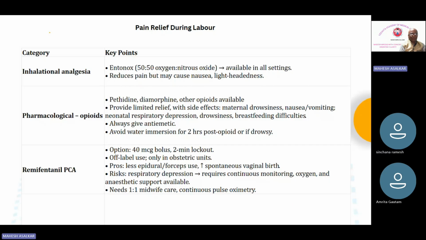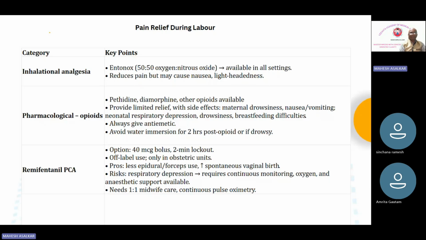Then remifentanil, patient-controlled analgesia. Generally remifentanil is given as a 40 microgram bolus with a 2-minute lockout period. It is patient controlled, so the patient presses the button and gets 40 micrograms of remifentanil. Once the button is pressed, automatically there is a lock for 2 minutes. She cannot take more than that. It is actually off-label use, used only in obstetric units.